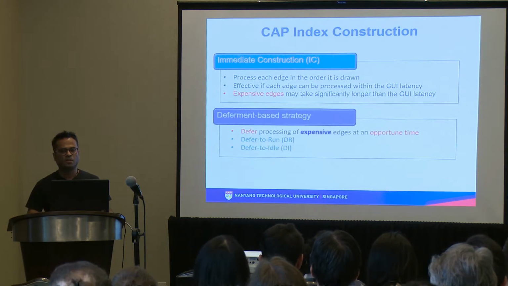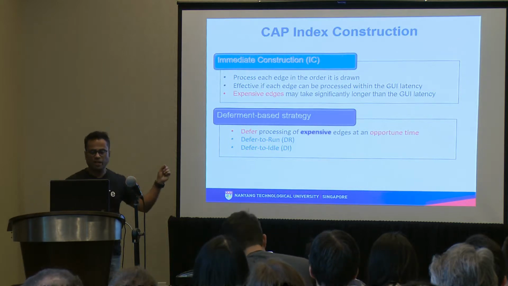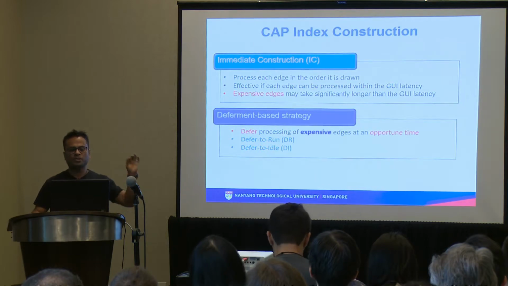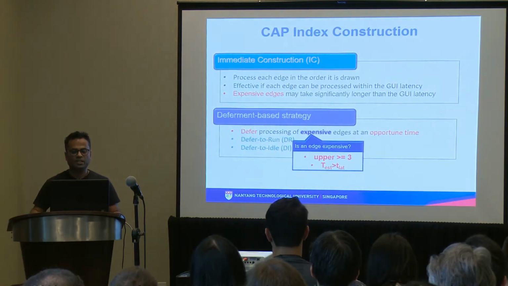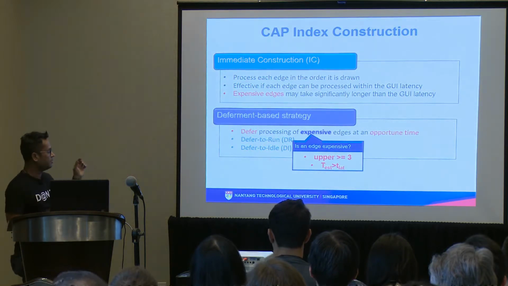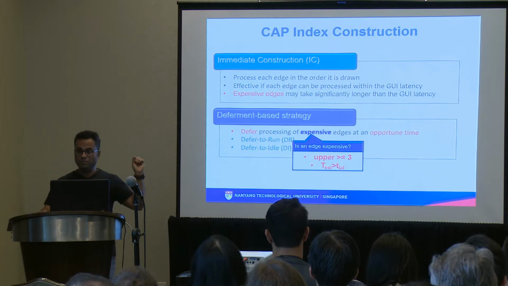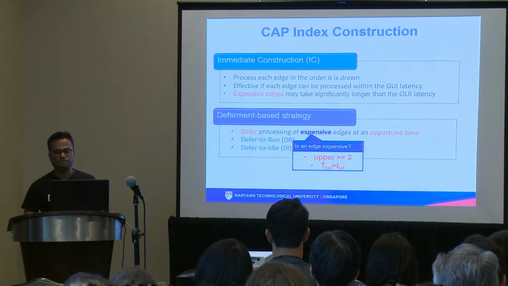So to alleviate this problem, we define another strategy called the deferment-based strategy, where we defer processing of the expensive edge to an opportune time when it is good to process. Now, what is an expensive edge? The way we define it is that if the upper bound on the query edge is greater than or equal to 3, and the average estimated time, remember the one we computed before, is greater than the latency of the GUI. I'll show you with an example how to do this.